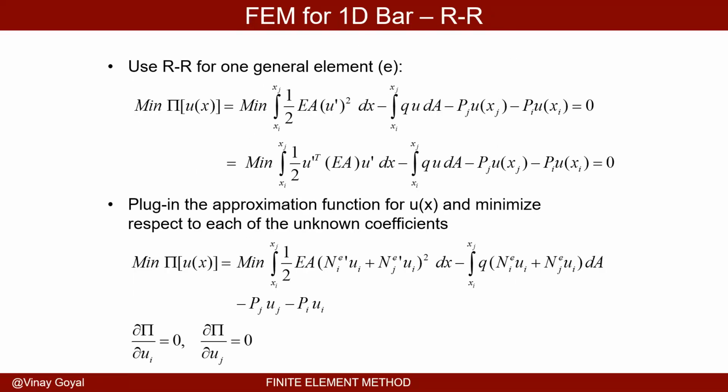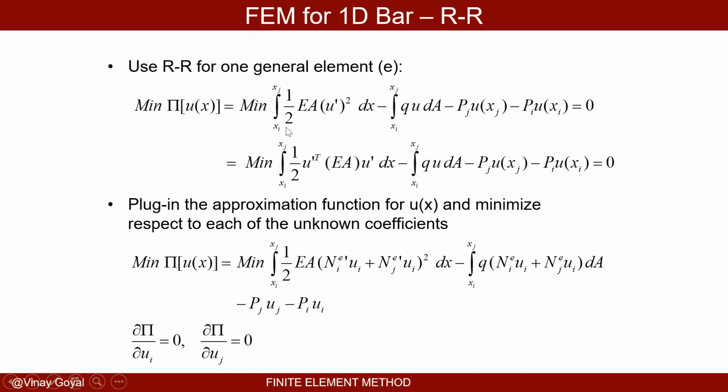If I use the Rayleigh Ritz method, you're going to end up with something very similar. Here, you plug in u tilde. So this was the Rayleigh Ritz functional we got. We want to minimize that relative to the unknown coefficients, and the unknown coefficients are ui and uj.